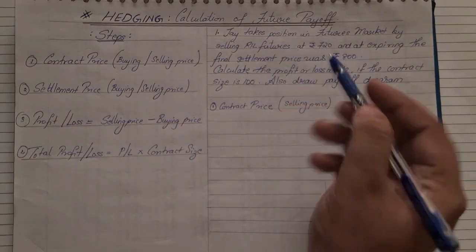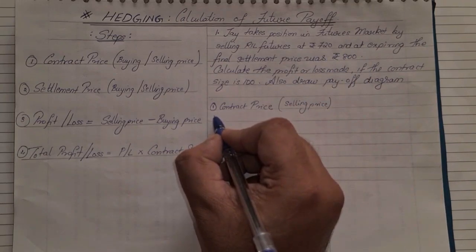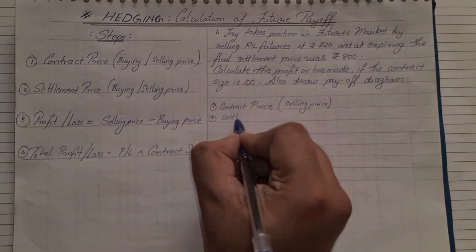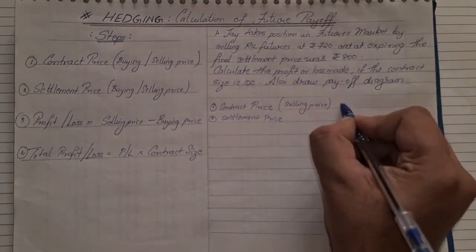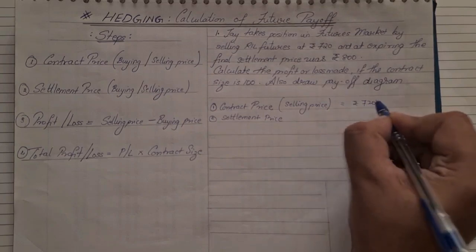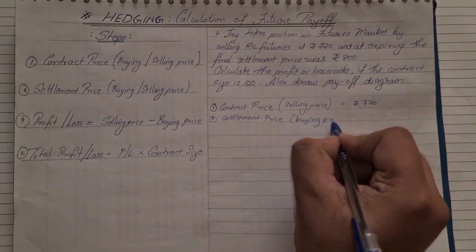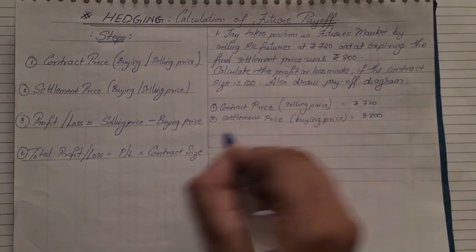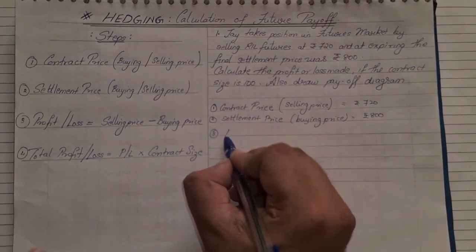Okay, and thereafter, if I sell right now, in future my settlement price will be based on buying. So step number two, the settlement price. I'll note down here that the contract price is ₹720. Settlement will be based on buying. So my buying price will be ₹800.